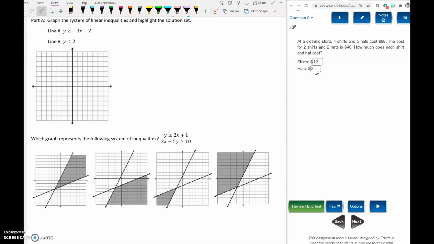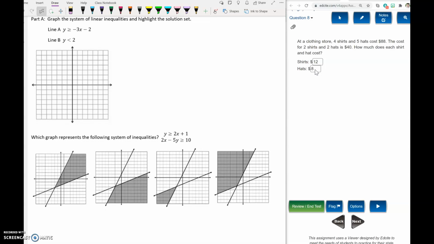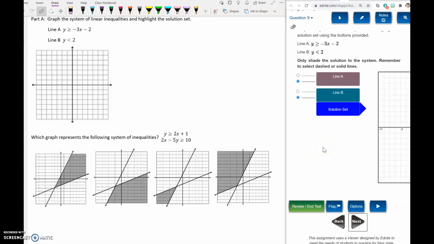Okay. This again, it says part A. I don't see why there's not a part B, is there? That's probably a mistake on my part. Yeah, there's not a part B.